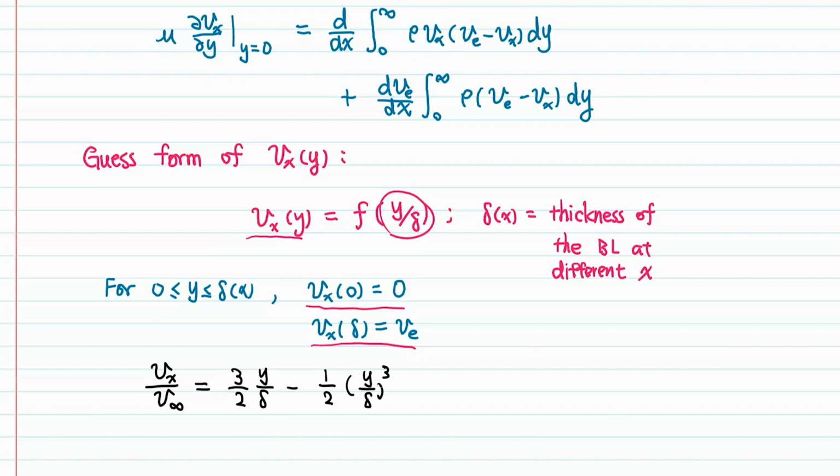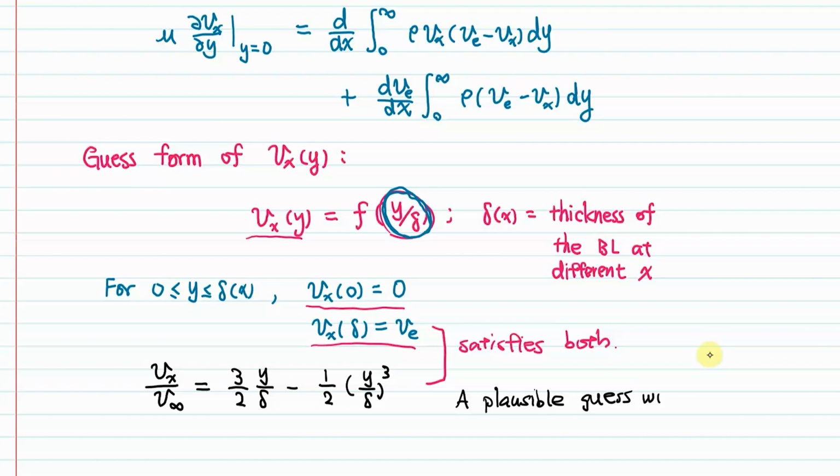Okay, so this guess satisfies the two things here. The first thing is satisfied: it is a function of y over delta. The second thing is satisfied: the first and second boundary conditions. So you can see that it satisfies both. Basically this would be a plausible guess with a reasonable bowl shape.